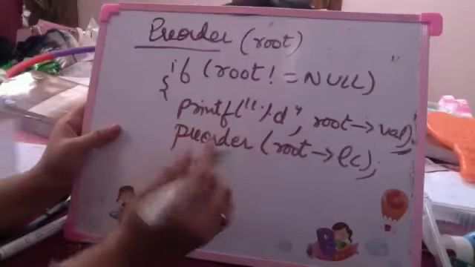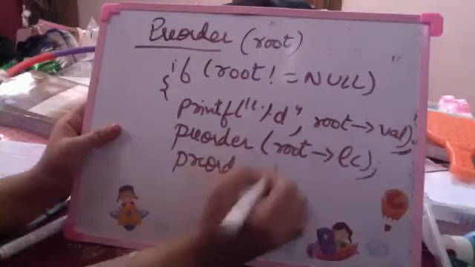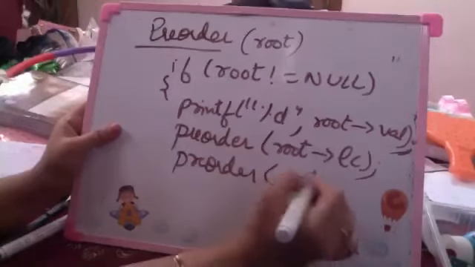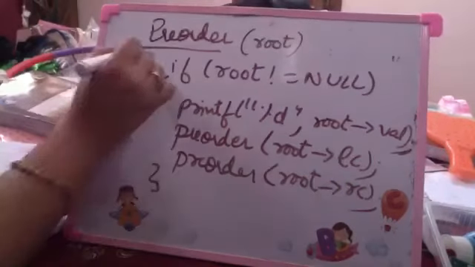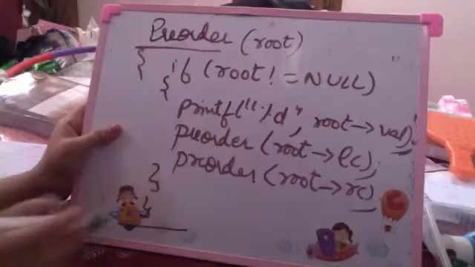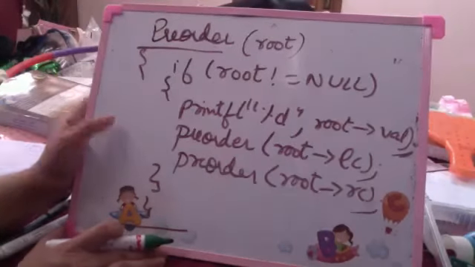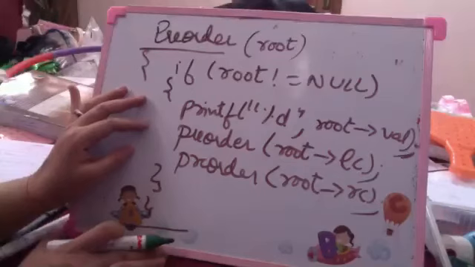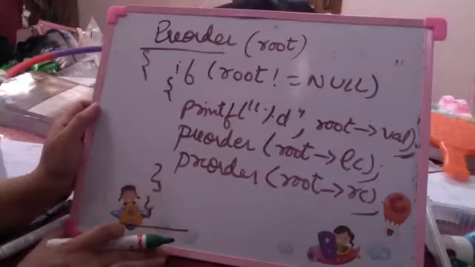And after the left child has been traversed, I will be calling the same function recursively for the right child of the root, and this is all the function has. Is this clear to all? A similar in-order and post-order can be written. Only the order of these statements has to be changed.